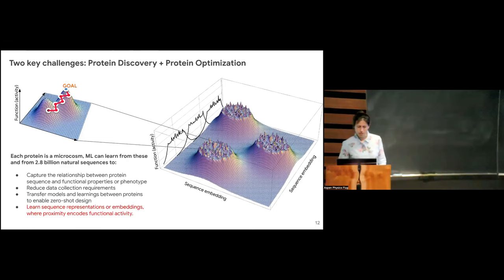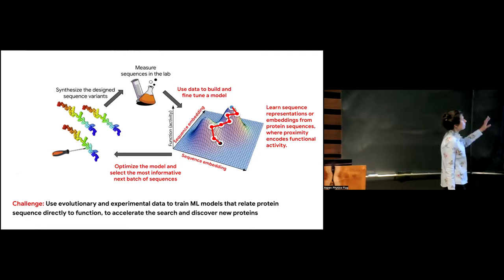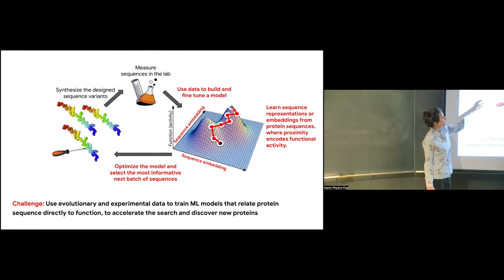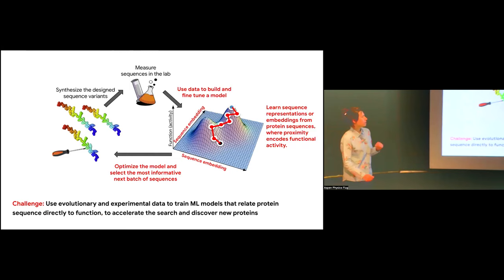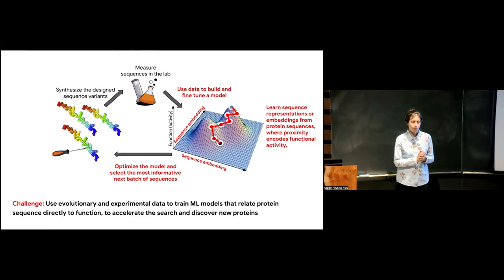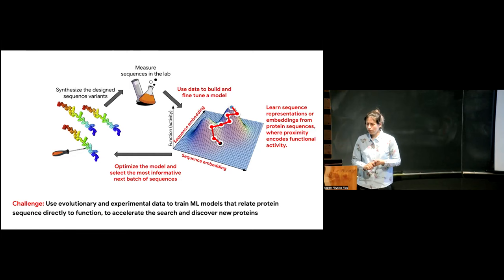I'm really interested eventually in figuring out this sort of active learning loop, where we're able to synthesize some designed sequence variants, test them in the lab, and use that data to build and fine-tune a model, where we're working in some representation of sequences which is really efficient, yet encodes all the important information. Then we optimize that model and select the most informative next sequences to test. Right? So I want to be able to write new stories with amino acids for the better. That's the long-term goal, and I'm going to tell you a few stories that we've found along the way so far.